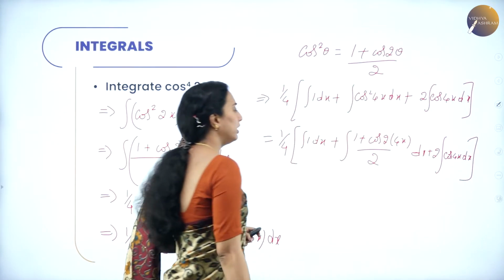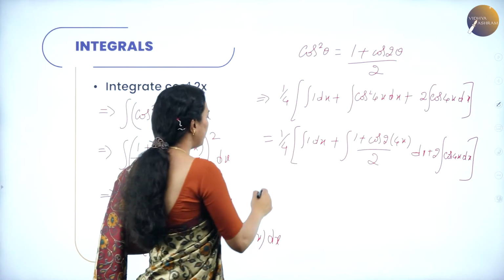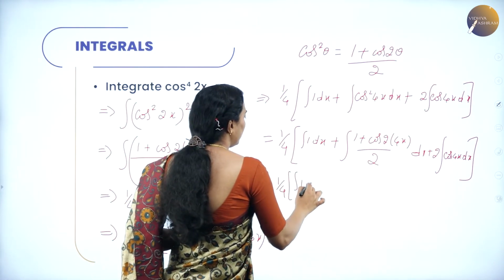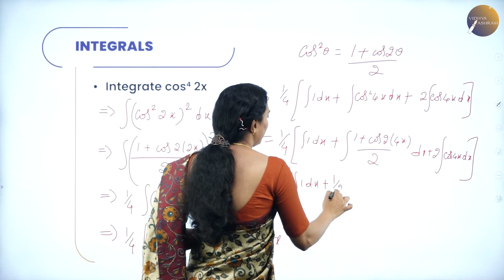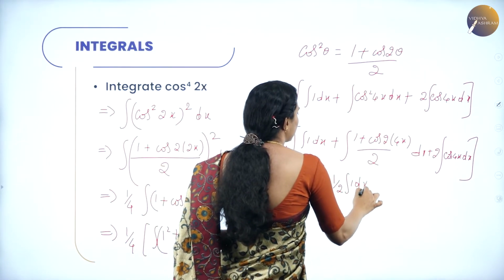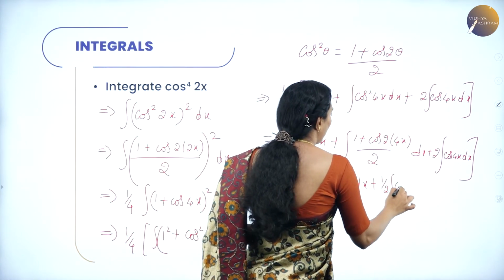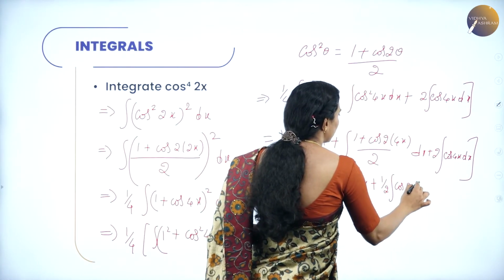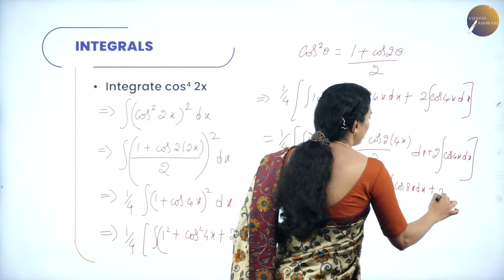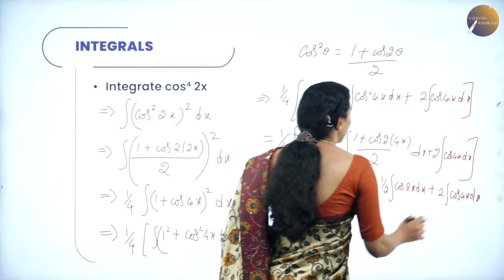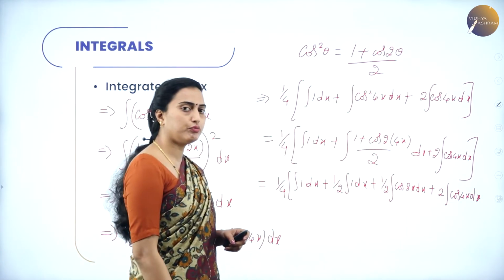1 by 4 will be multiplied throughout. Now this will become 1 by 4 into integral of 1 into dx plus 1 by 2 into integral of 1 into dx plus 1 by 2 into integral of cos 8x into dx plus 2 into integral of cos 4x into dx. I hope you got this one. Now 2 will be multiplied inside, that will become 8x.